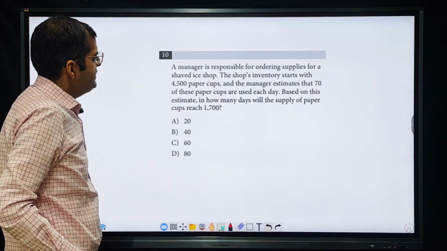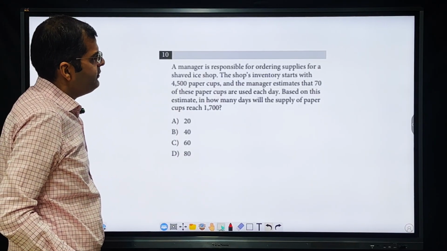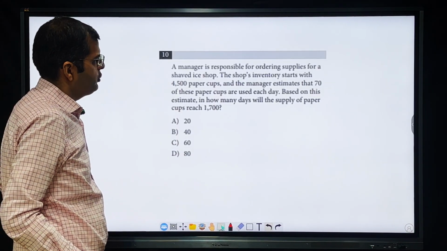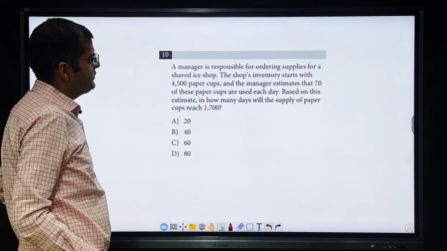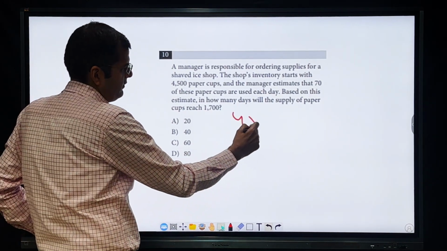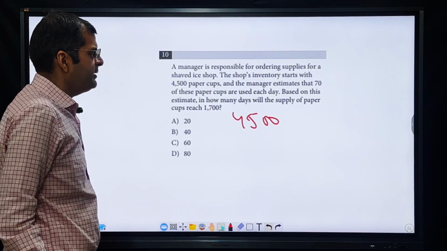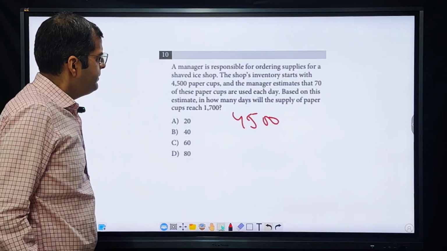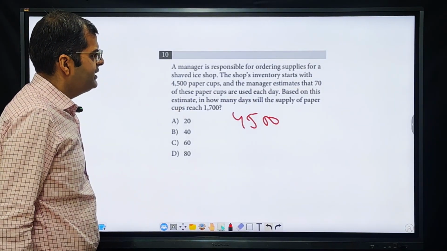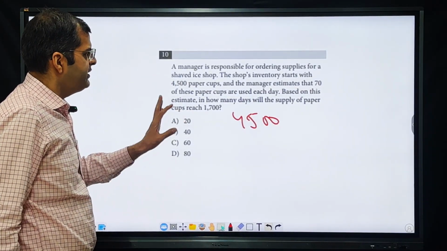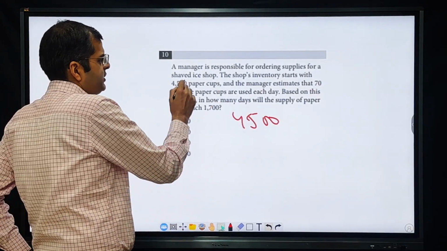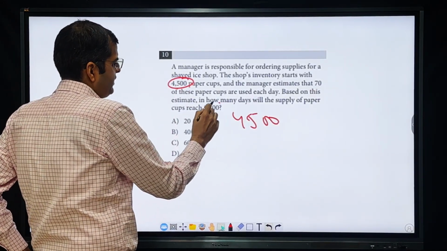Now, question 10, it says a manager is responsible for ordering supplies of a shaved ice shop. The shop's inventory starts with 4,500 paper cups, and the manager estimates 70 of the paper cups are used each day. Based on this estimate, in how many days will the supply of paper cups reach 1,700? So you start with 4,500. Now you have 1,700 left.